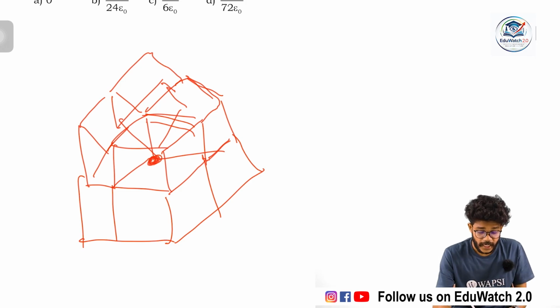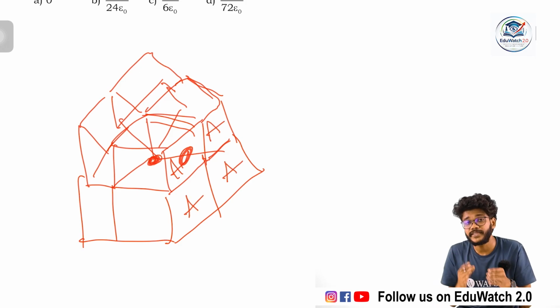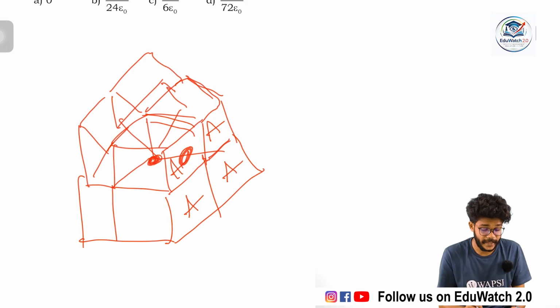So here we have an area A, here we have an area A, here we have an area A. So each face has 4 area. So in total how many sides do we have? 8 sides we have of this structure. So 8 sides into 4 area.